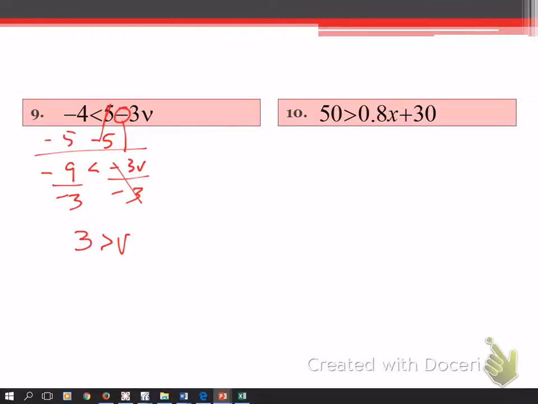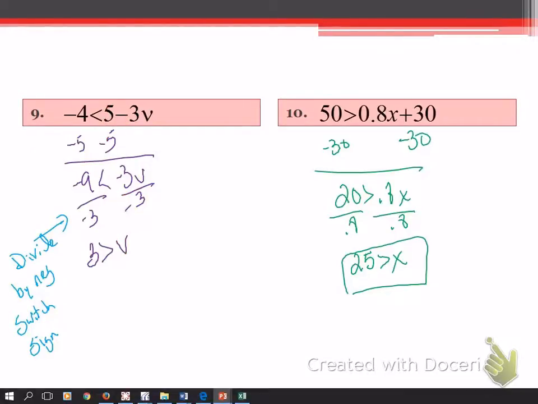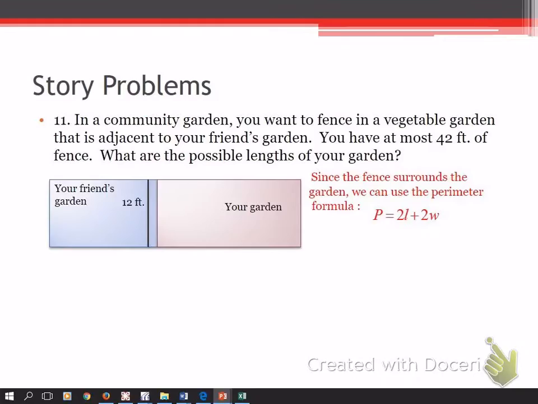Okay, and I'll leave the graphing for you. I think we're okay there. Try 10. Stop the video. See what you get when you start it back up. And there you go. Subtract the 30. Divide by 0.8. 25 is greater than x. If any of these are giving you trouble, make sure you come see me during STAR. Okay? Some story problems for you.